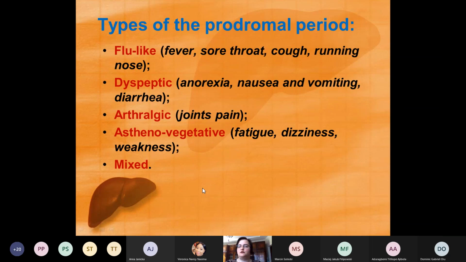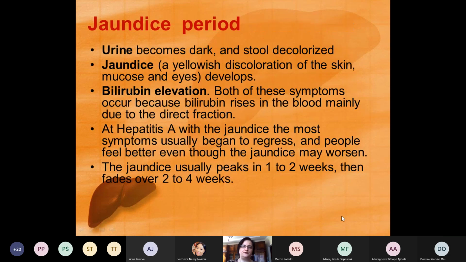Astenovegetative, yes, it's the best syndrome for all students because they start only from astenovegetative syndrome. But during hepatitis, you can start from astenovegetative because it's really a very serious astenovegetative syndrome. Fatigue, like the person cannot stand up from bed. Dizziness, so high weakness that even cannot go to the toilet. And sure, it can be a mix of all these possible prodromal periods.